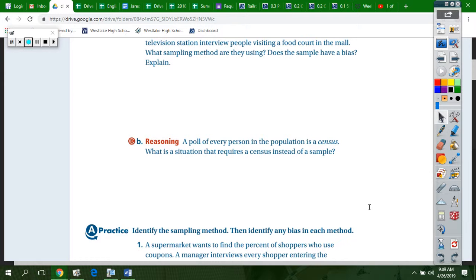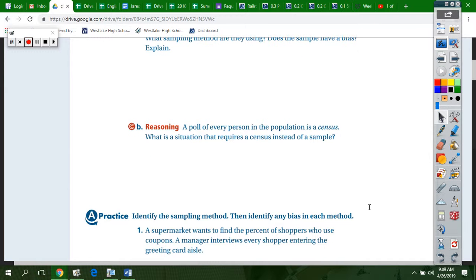A supermarket wants to find the percent of shoppers who use coupons. A manager interviews every shopper entering the greeting card aisle. That's once again a convenience thing, right? Because it's just him standing there, and it's anybody that comes down that aisle. Is that a good representation of everybody, you think? Maybe not, because maybe they're just there for the greeting card, right? Maybe there's not a lot of coupons for greeting cards. So yeah.